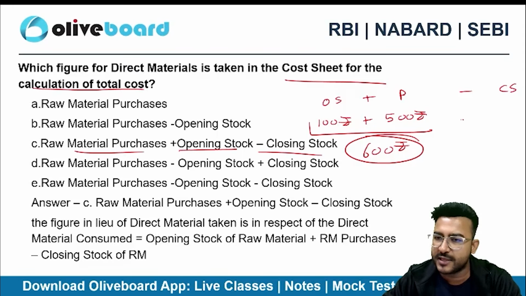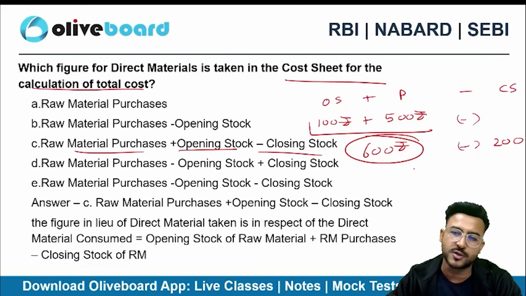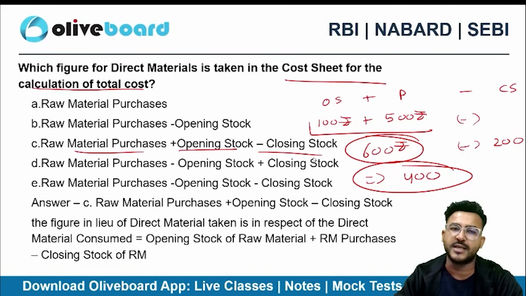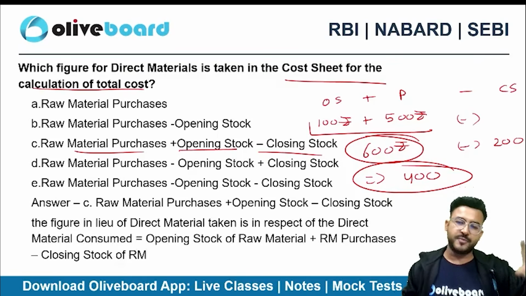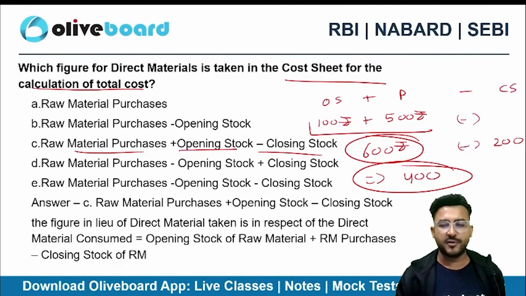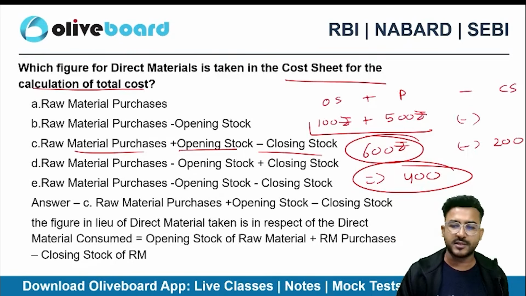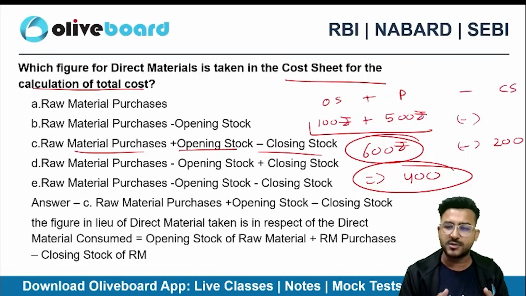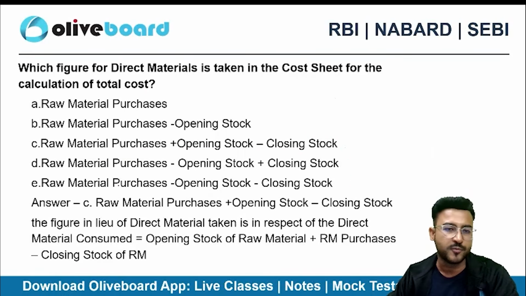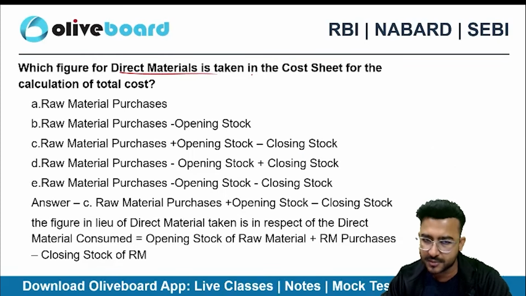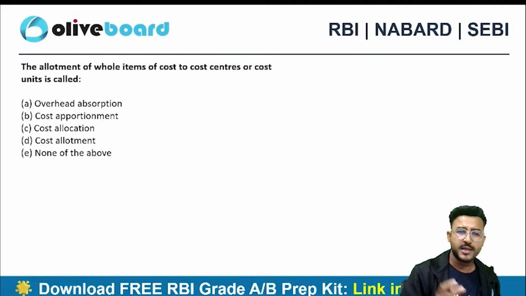But at the end of the year, I can see only 200 ka closing stock. So what happened to the rest of the 400? Must be consumed, right? Ideally, I should be having 600, but the closing stock is just 200 rupees. It must be consumed in the process. And that's how we take the direct material on the consumption basis, right? We always take it on the consumption basis.